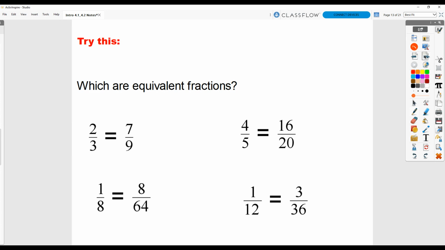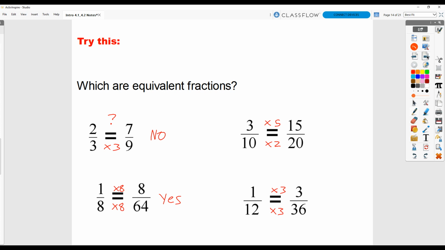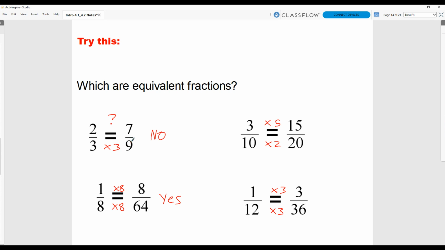Okay, let's see what you got. For this one here, the answer is no. We have 3 times 3 is 9, but 2 times 3 does not come out to 7. It would actually be 6, so this one didn't work out. This one over here is a no also. 3 times 5 got us 15, and then down here they're going 10 times 2 to get 20. So they're not multiplying by the same numbers, so a no on that one.